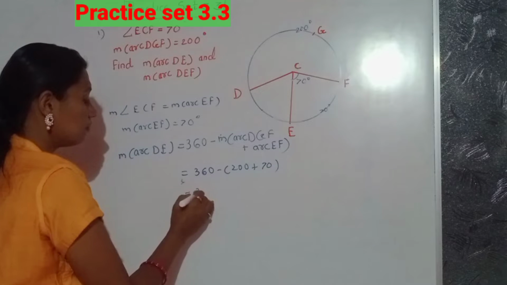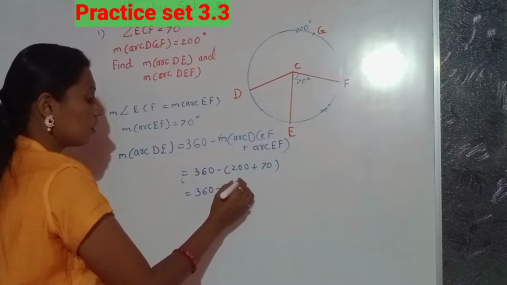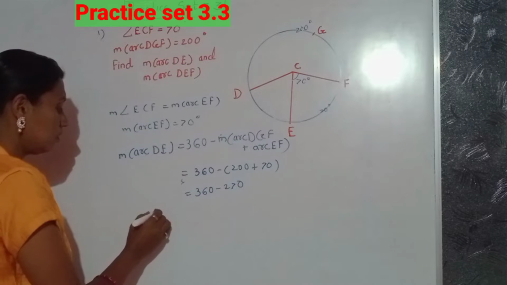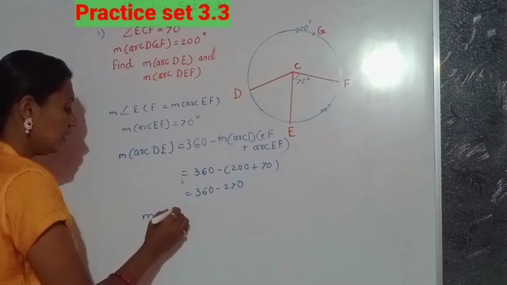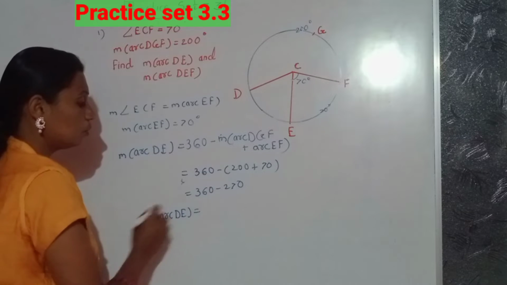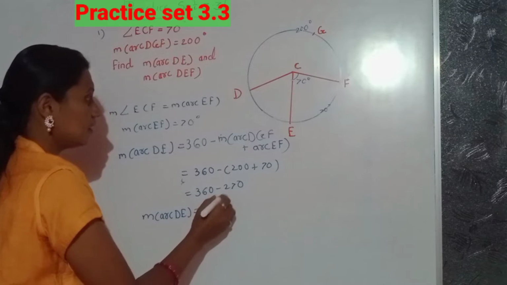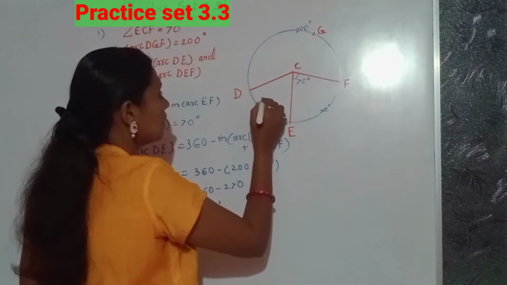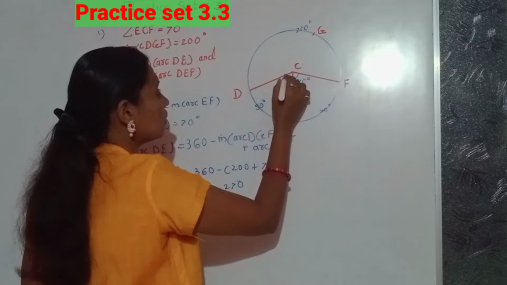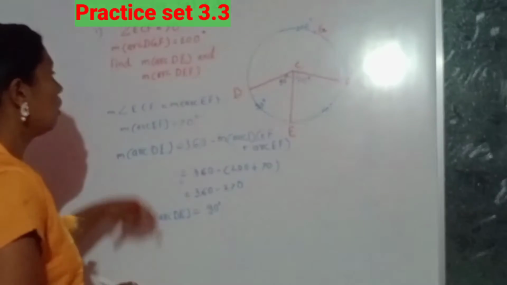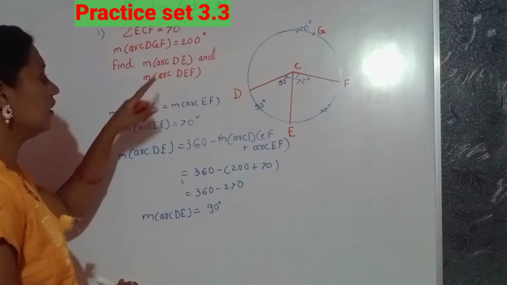In this way, 360 minus 270 means the measurement of arc DE is equal to 90 degrees. Therefore, this central angle is also 90 degrees. Now we have to find arc DEF.